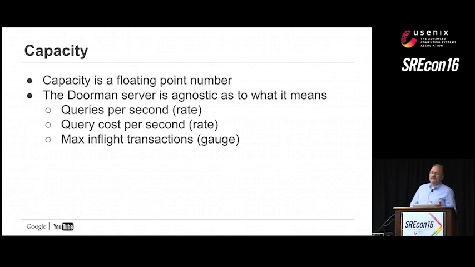So the capacity that we export through Doorman is a number, and the Doorman server is actually agnostic as to what that number means. Like most of the examples we have, the number means a rate, so queries per second or a query cost per second, something like that. But it might as easily mean the max in-flight transactions, a gauge where you could potentially use it to limit the usage of a transaction pool that you have in MySQL or in some other sort of situation.